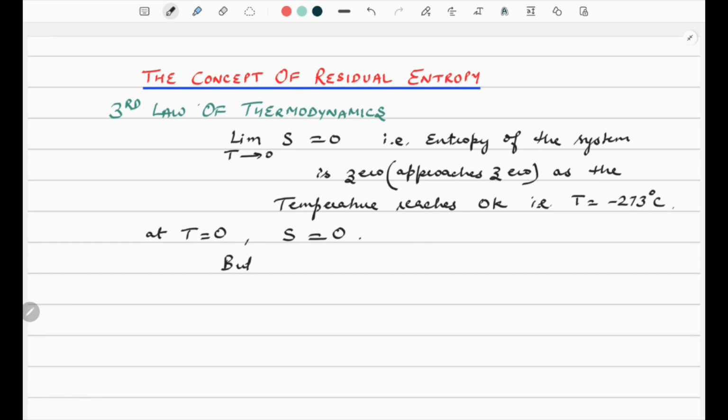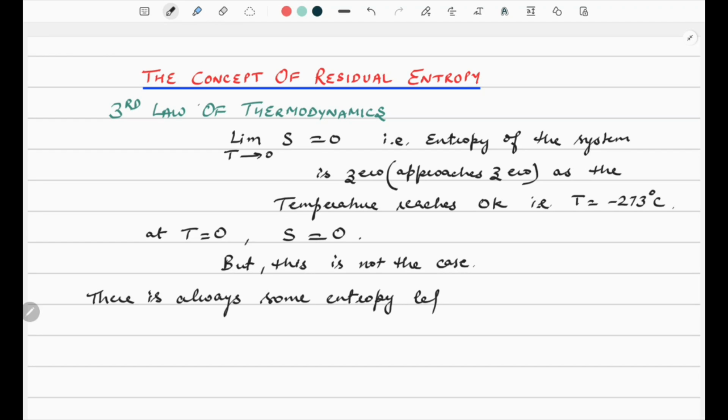as in science, but this is not the case, as there is always some entropy left even at 0 Kelvin. This entropy is termed as residual entropy. That means the entropy which is left over.